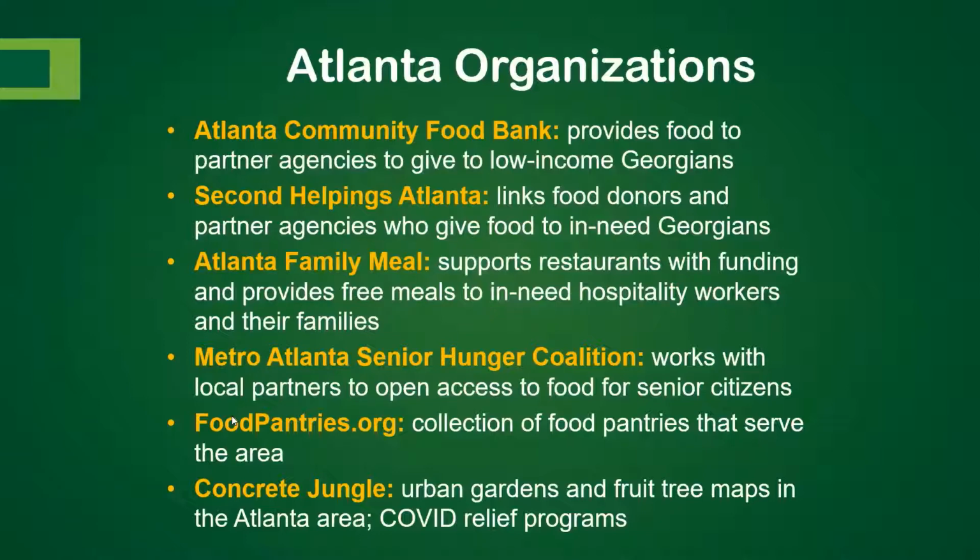So there's Atlanta Community Food Bank. It serves thousands of people a week, and it provides food to partner agencies who actually prepare and then distribute the food directly to low-income Georgians. Second Helpings Atlanta works similarly in that it is linking food donations with partner agencies who already have the capacity to provide and distribute this food.